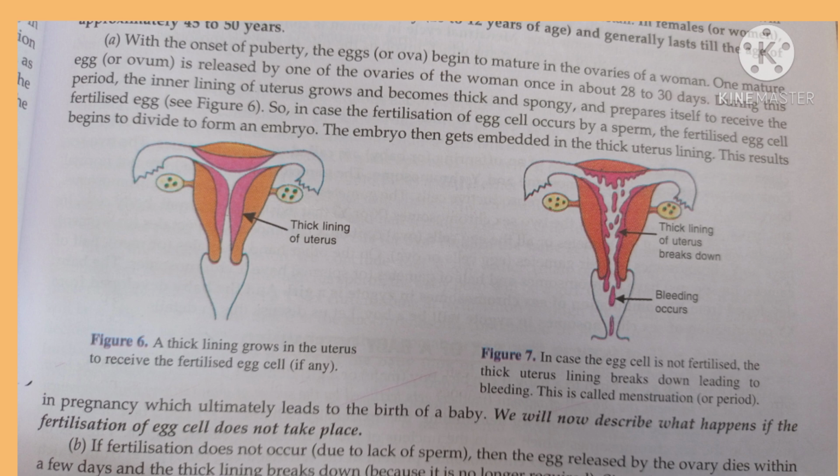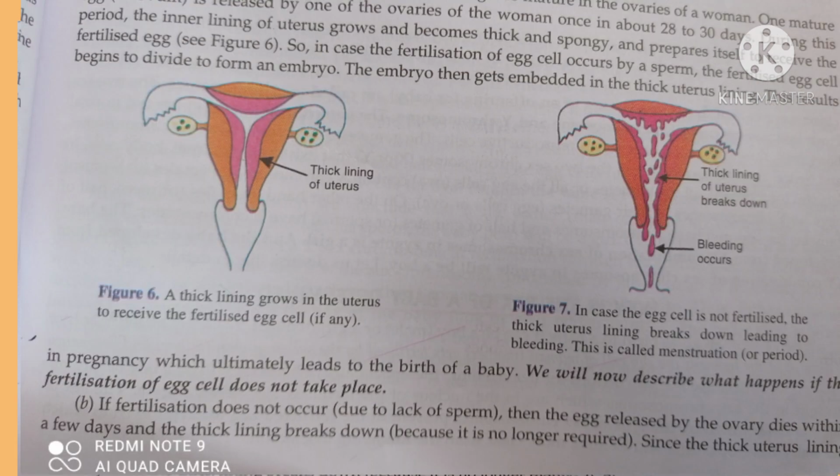Now, in case the egg is not fertilized, then what will happen? Let us describe what happens if fertilization of the egg cell does not take place. If fertilization does not occur due to lack of sperm, then the egg released by the ovary dies within a few days, and the thick lining breaks down because it is no longer required.